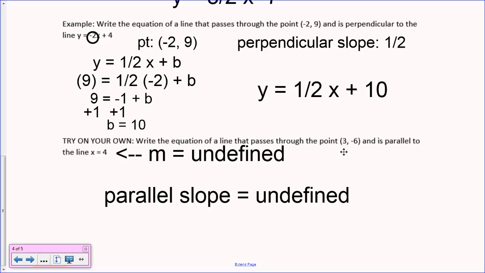So hopefully from your point, remember if it's a vertical line, they all have the same x values. One of your points has an x value of 3, which means the other one should, so your equation is x equals 3.